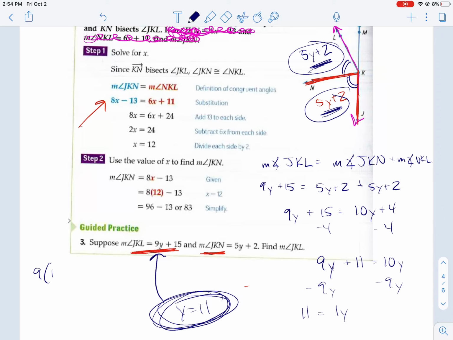So I go 9 times 11 plus 15. I get 99 plus 15, which is 114. So my answer is 114.